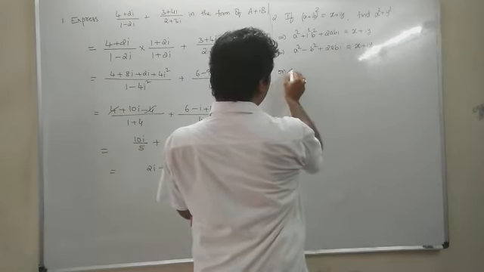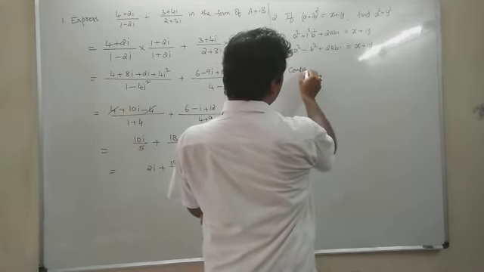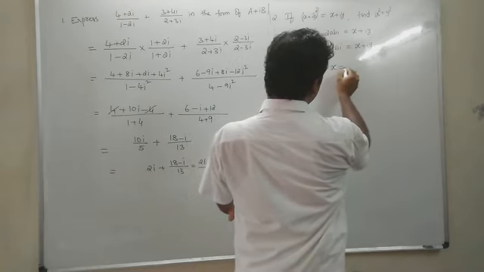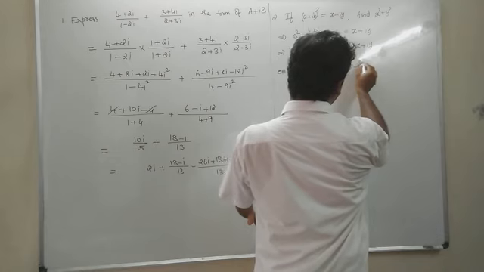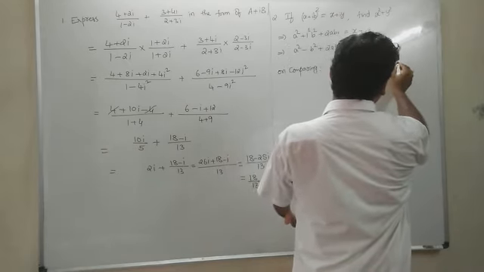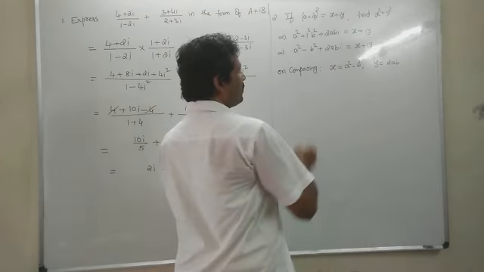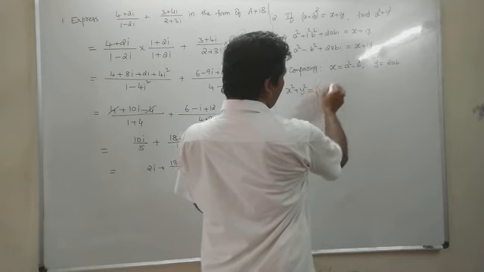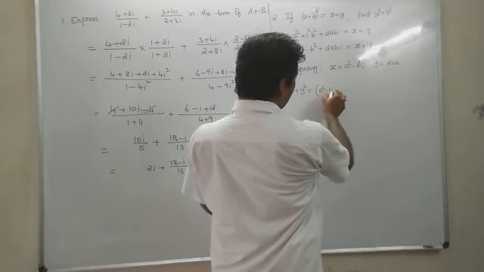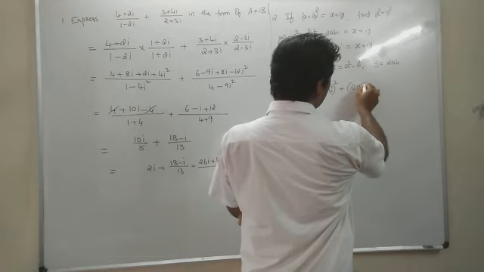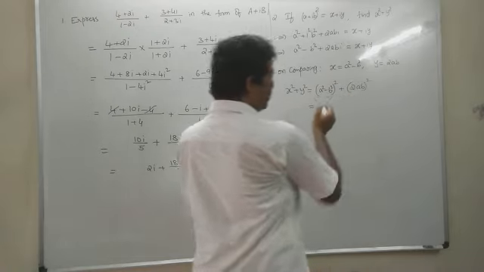Now on comparing, what is the x equal to? a square minus b square, and what is the y equal to? 2ab. y equal to 2ab. Now what is the value? x square plus y square. What is the x value? (a square minus b square) whole square plus, what is the y? (2ab) whole square.